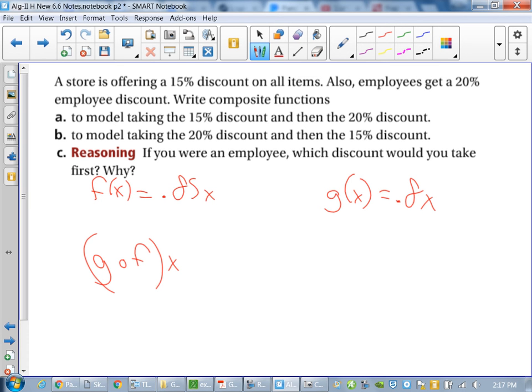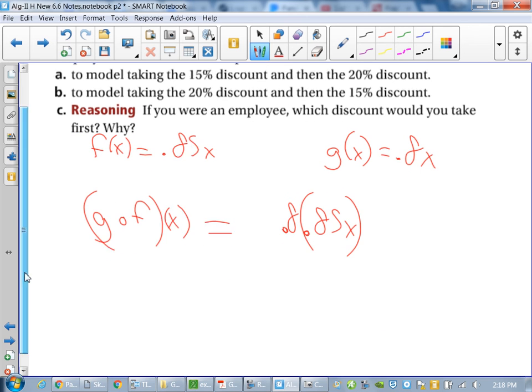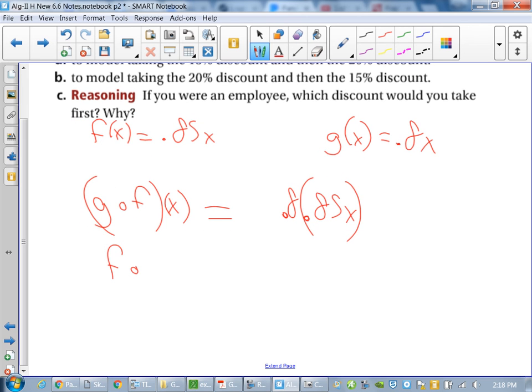So if I go through this long form, if I want to figure out what the g of f of x is, I start with the f of x equation, 0.85, and I surround that with the g equation. Which means the other way, you start with the g equation, and you surround it with the f equation.